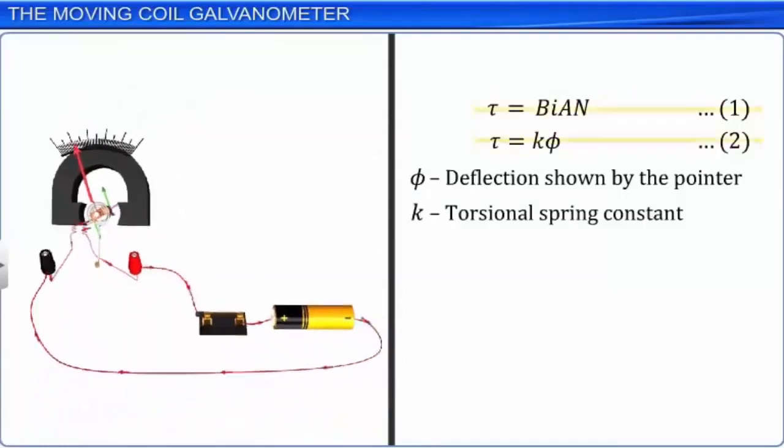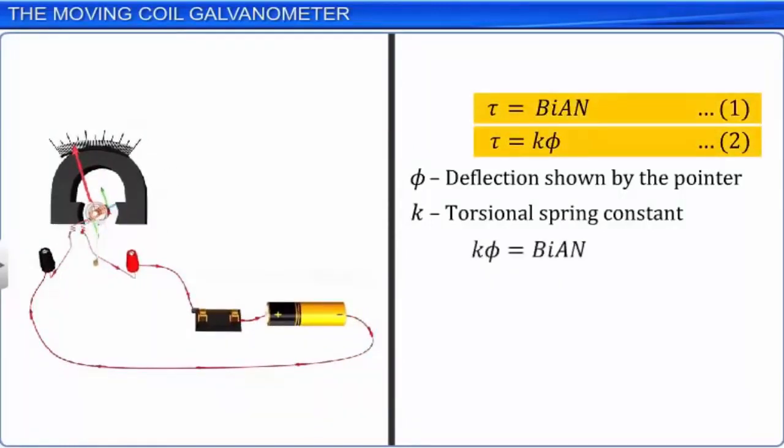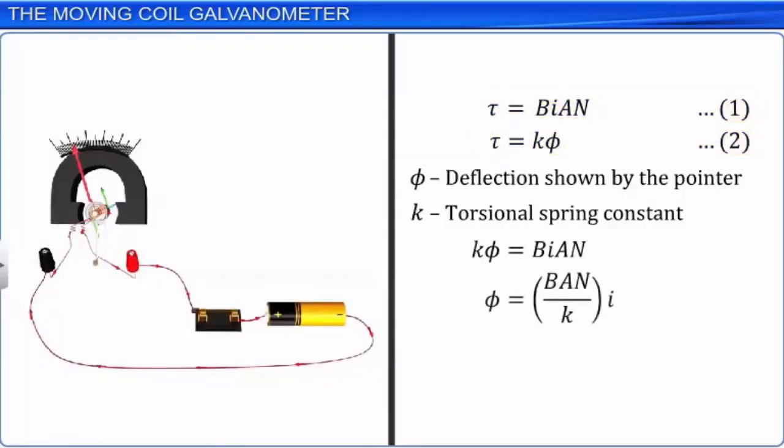Equating the expressions 1 and 2, and on simplification, we get φ is equal to BAN by k into I. Let this be equation 3. The value of BAN by k is constant for any given galvanometer. Hence, φ is directly proportional to I. That is, if the current passing through the coil increases, the deflection of the pointer also increases.